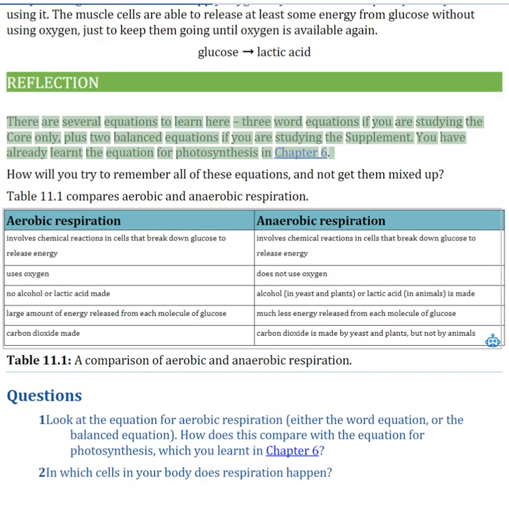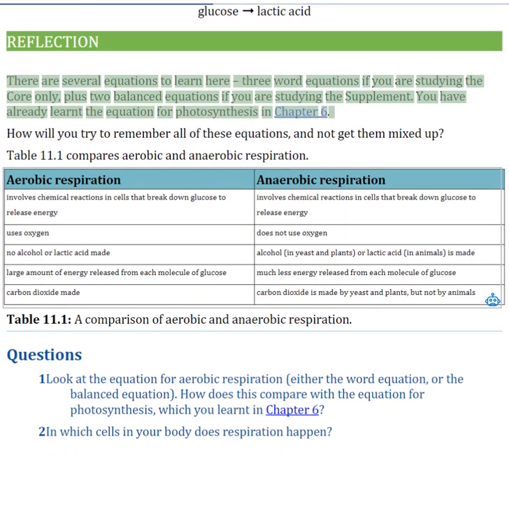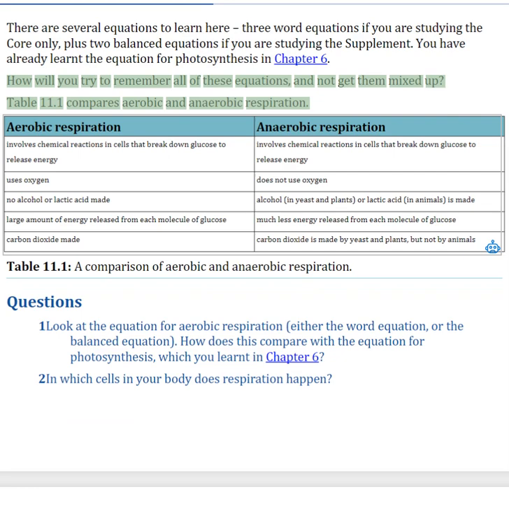Reflection. There are several equations to learn here, three word equations if you are studying the core only, plus two balanced equations if you are studying the supplement. You have already learnt the equation for photosynthesis in Chapter 6. How will you try to remember all of these equations, and not get them mixed up? Table 11.1 compares aerobic and anaerobic respiration.